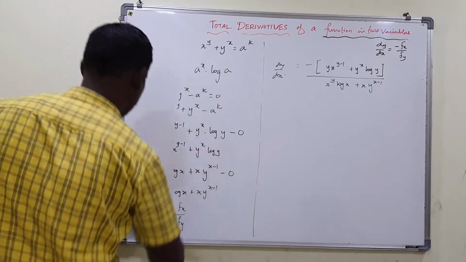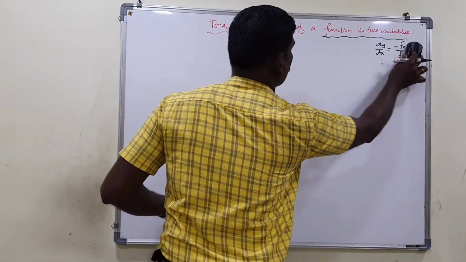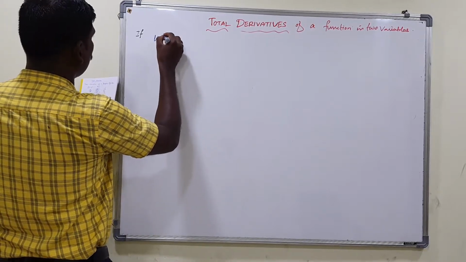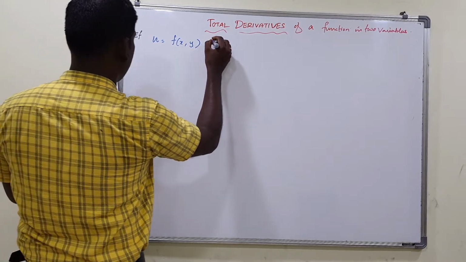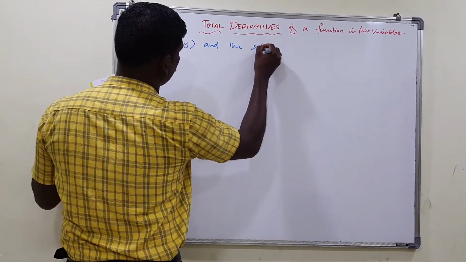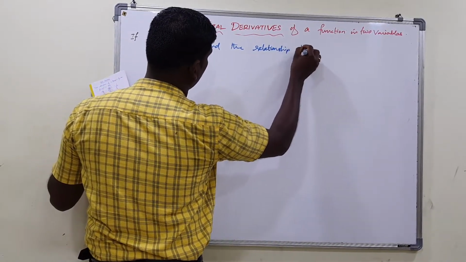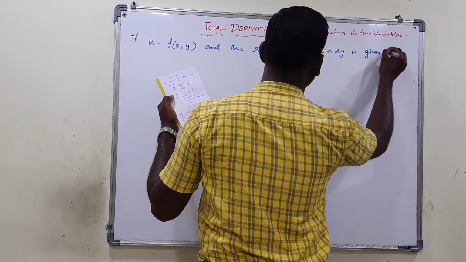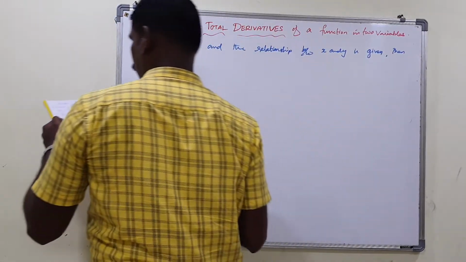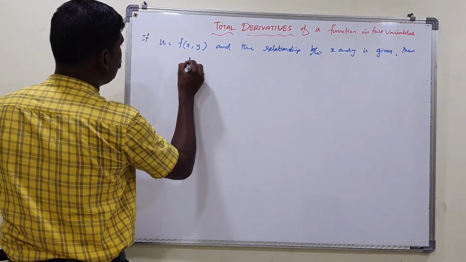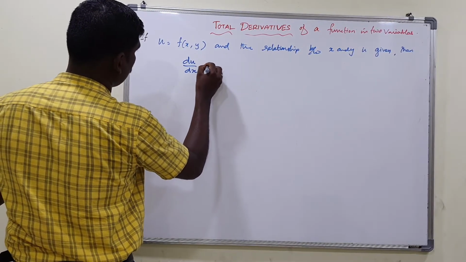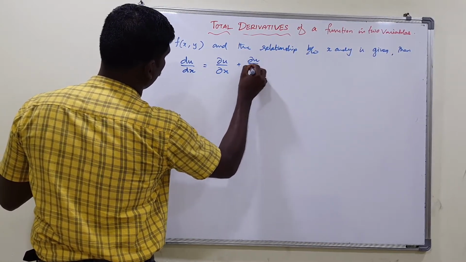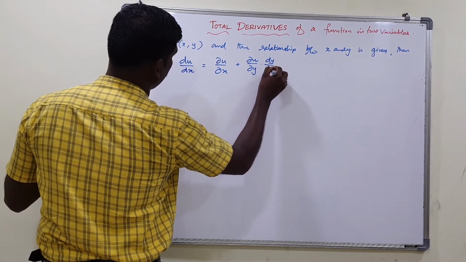The next one: if u is equal to f of x comma y and the relationship between x and y is given, then du by dx is equal to dou u by dou x plus dou u by dou y into dy by dx.